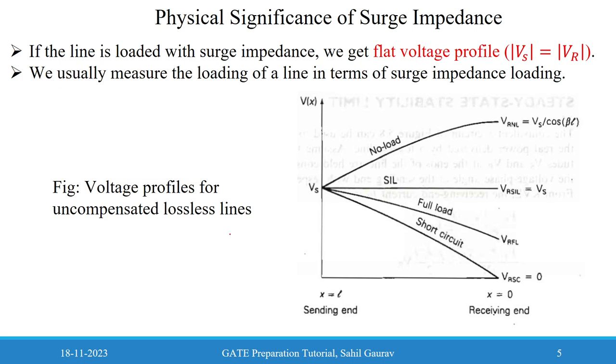Now the question comes here, what is the physical significance of surge impedance? So this is very, very important. If a line is loaded by surge impedance, then we get a flat voltage profile, like whatever the voltage at the sending end, the same voltage we get at the receiving end. And we visually measure this loading of the line in terms of surge impedance.